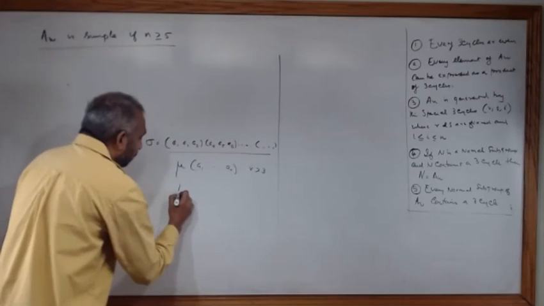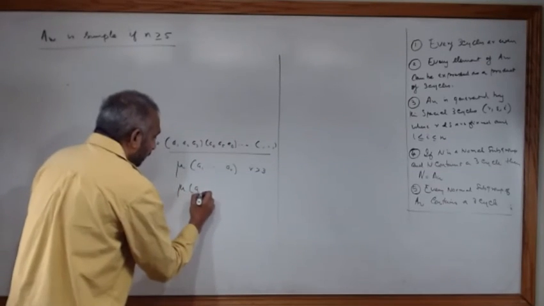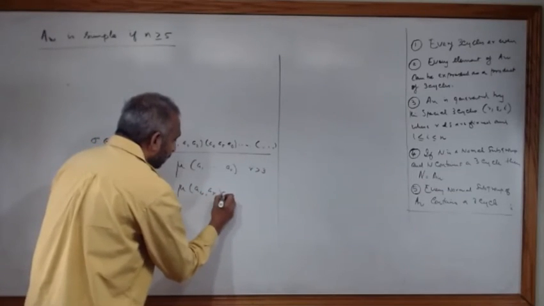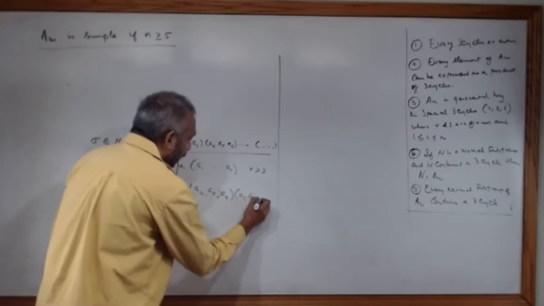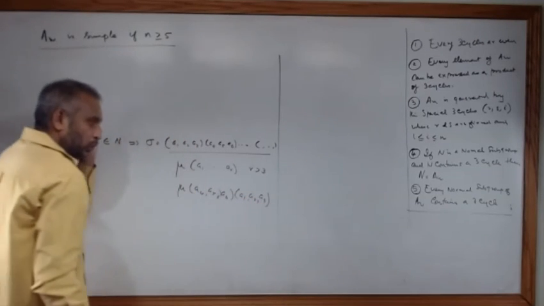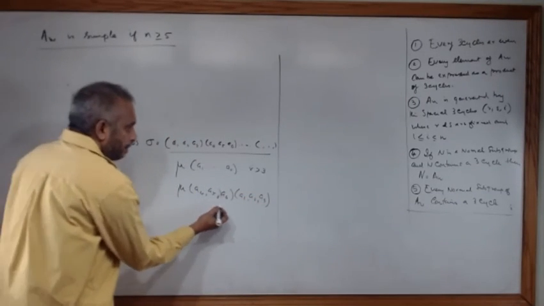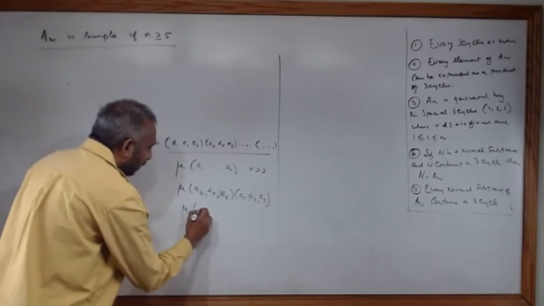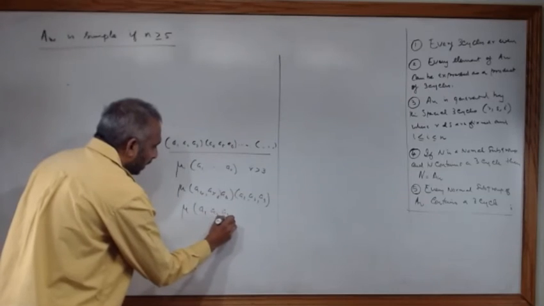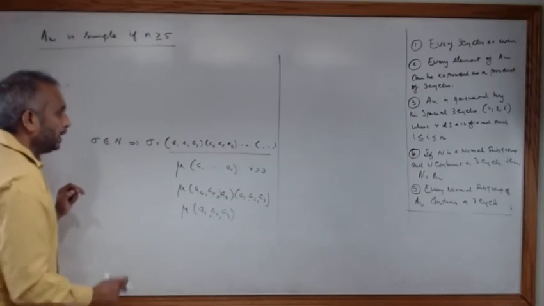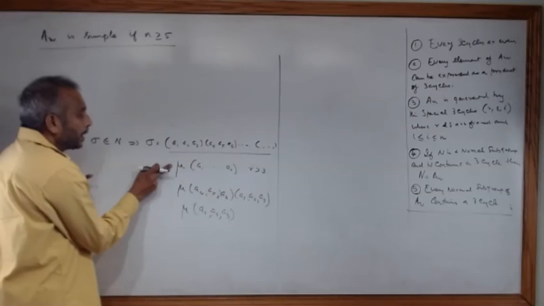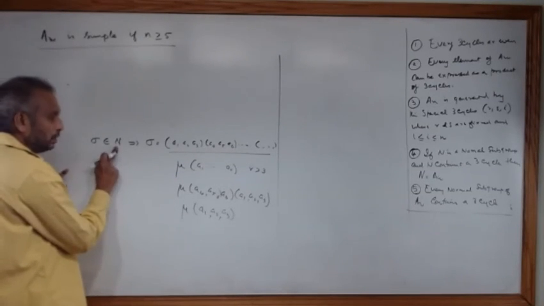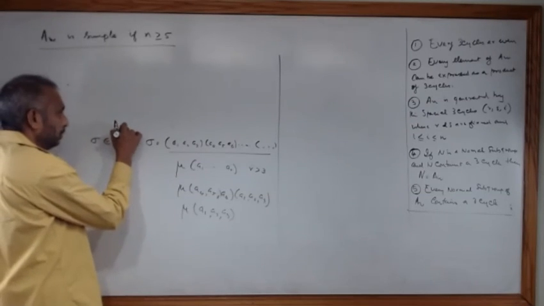Next one will be mu of (A4, A5, A6)(A1, A2, A3), two different 3 cycles. And the third one will be mu of (A1, A2, A3). These are the only possible ways of writing, expressing an element in N or even A_n.